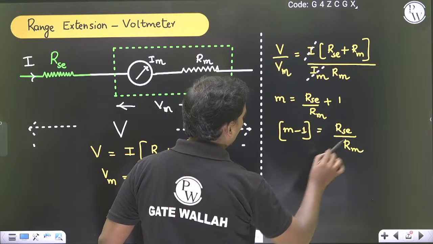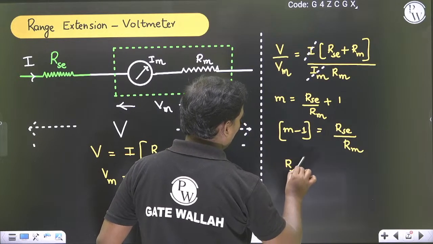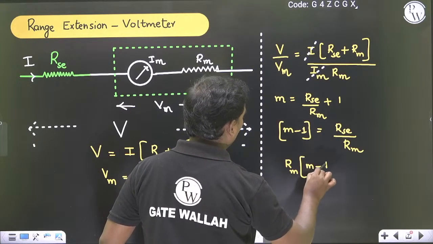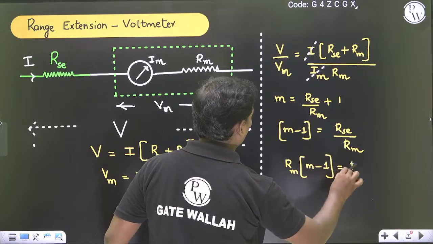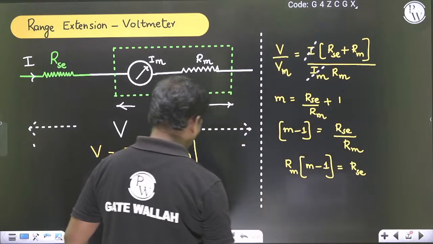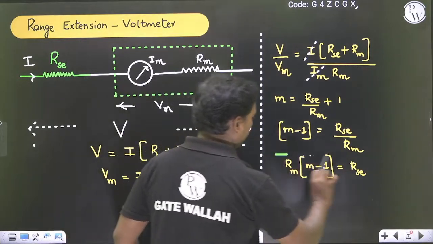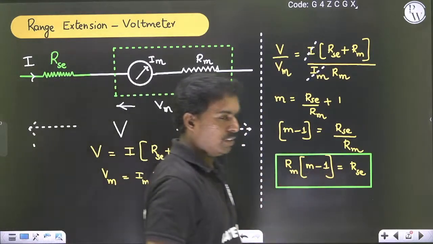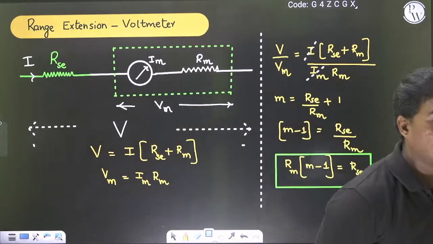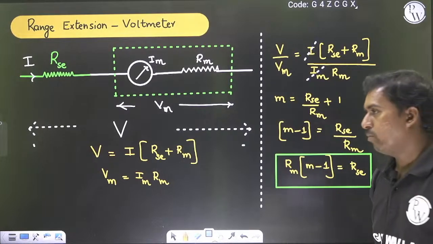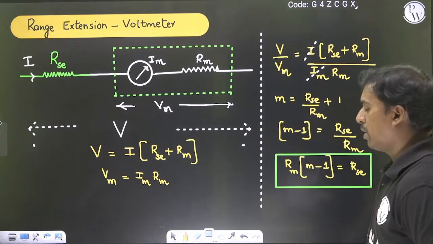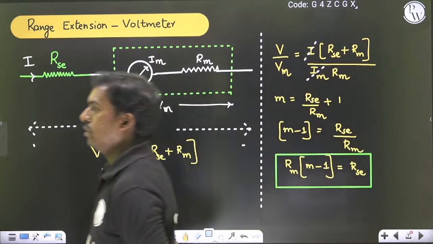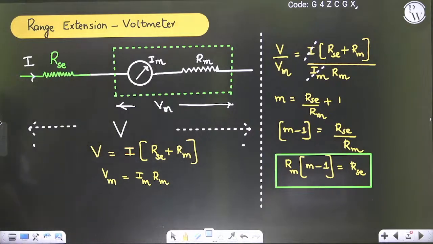So the series resistor can be taken as RM into (M minus 1). So this is the resistor. Got it? So this is a series. So the range extension for the voltmeter, how it can be done? The series resistor RSC can be taken as RM into (M minus 1). These are the major formulas.